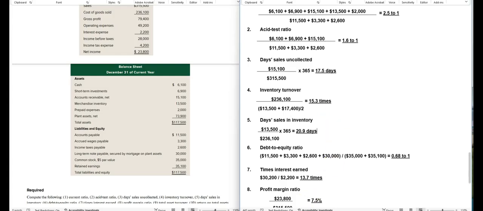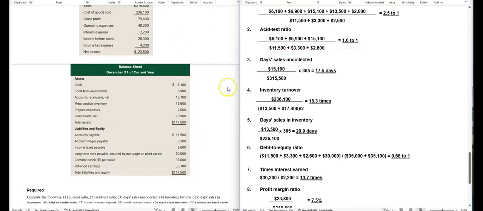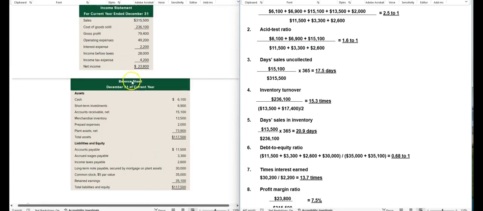We can continue on with our analysis of inventory by determining the number of days the sales sits in inventory. Ending inventory amount divided by cost of goods sold multiplied by 365. Cost of goods sold is 236.1. Ending inventory is 13.5. Divide ending inventory by cost of goods sold, multiply it by 365. On average, inventory sits roughly 21 days before it is sold.